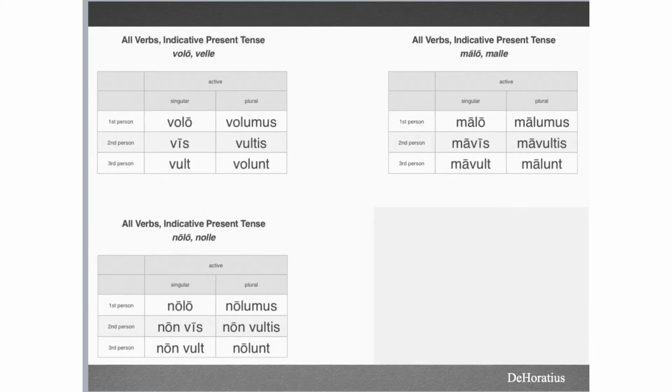All right, so here's the present tense of all of them. Again, you just have to memorize these, though as you can see, they sort of form a pattern. Volo is the base verb. Nolo is simply non volo put together, and if you say that fast enough, you see that a lot of those contract. That's also why in the present tense you have some forms that are contracted, like nolo, nolumus, and nolunt, and other forms that are not contracted, like non vis, non vult, and non vultis. And then malo is also a compound.